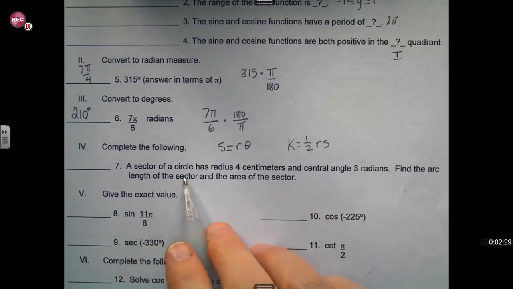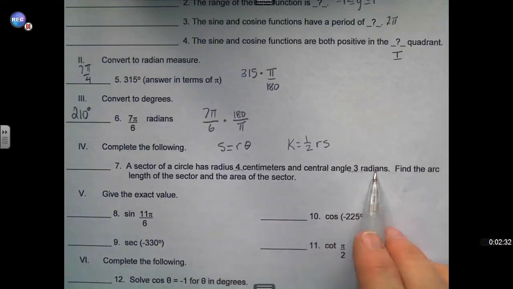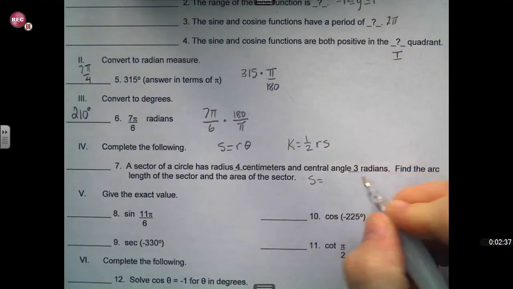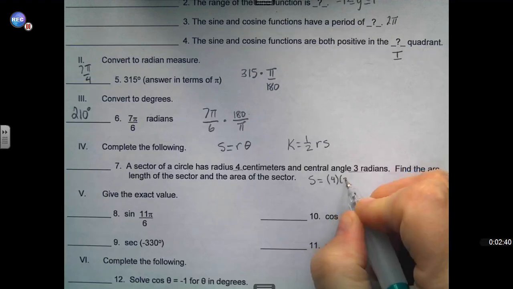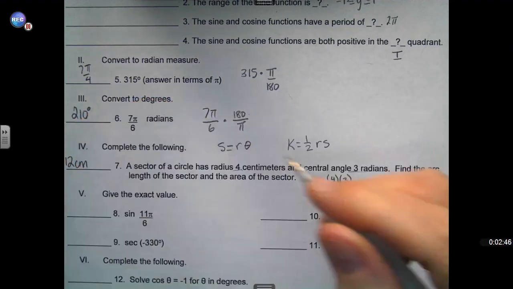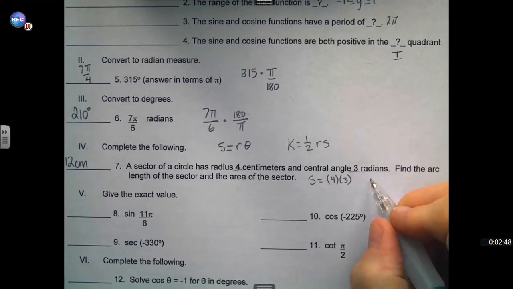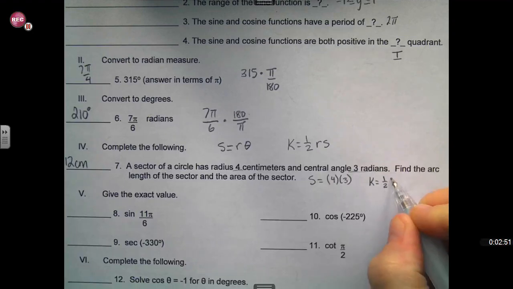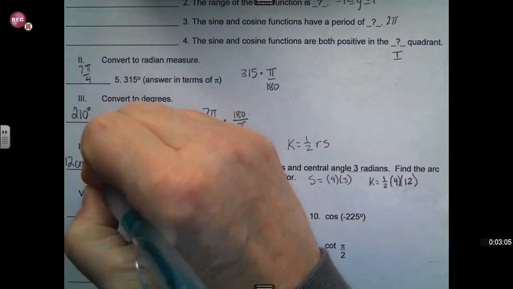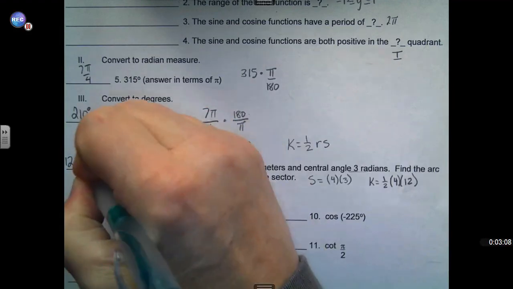So the sector of a circle has a radius of 4 centimeters and a central angle of 3 radians, which means S would be 4 times 3, or 12 centimeters. And the area of the sector would be 1/2 times the radius, which is 4, times the arc length, which we just found, is 12, and half of 4 times 12 is 24 centimeters squared for the area.